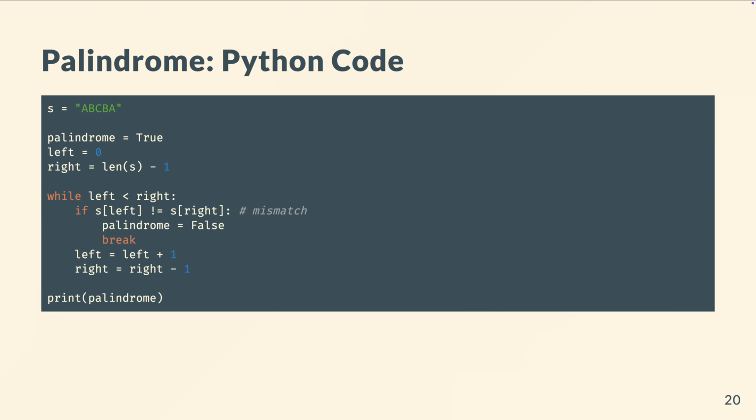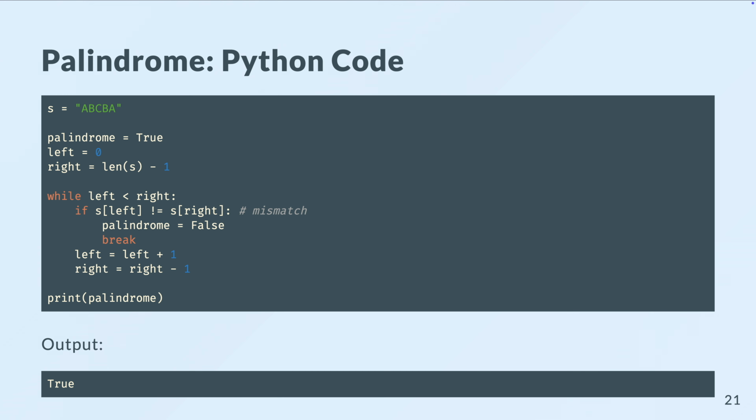If they match, we move inward. Left becomes left plus 1, and right becomes right minus 1. In the end of the code, we print palindrome. The output is true. That means we never found a mismatch throughout. So ABCBA is actually a palindrome.